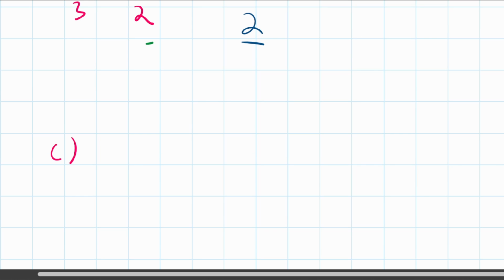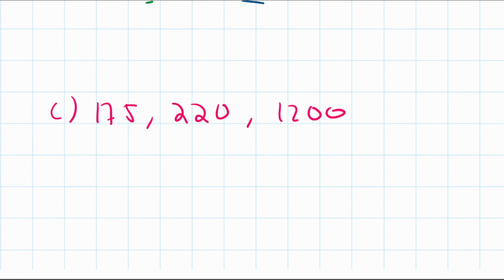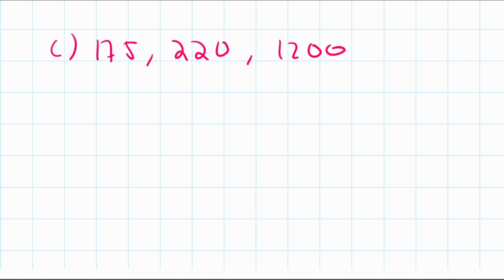Question then, part C. The numbers we have are 175, 220, and 1200. And it's exactly the same approach when you have 3 numbers. All it is now, in your Venn diagram there'll be 3 circles, but again, you're still just interested in whatever is in the middle for all 3 of those. Okay, so as usual, our first step is going to be to break it down into the prime factors.